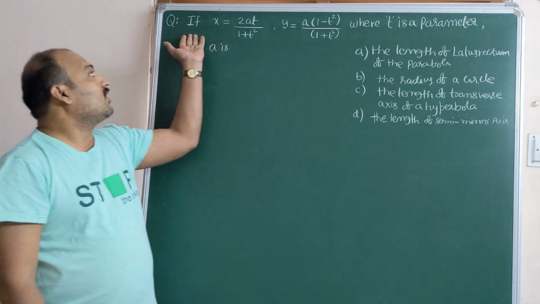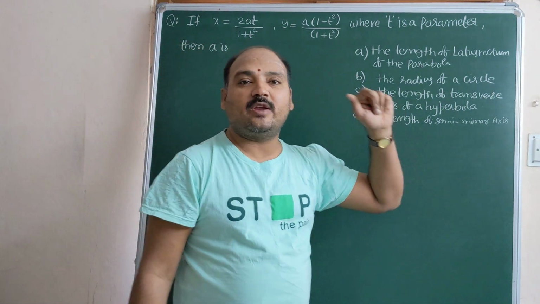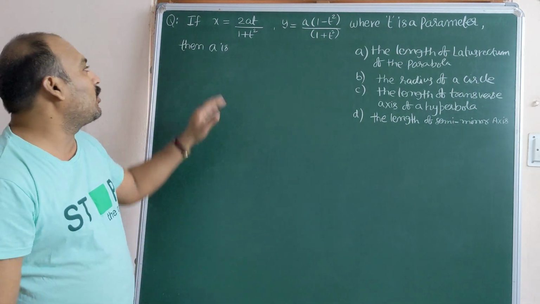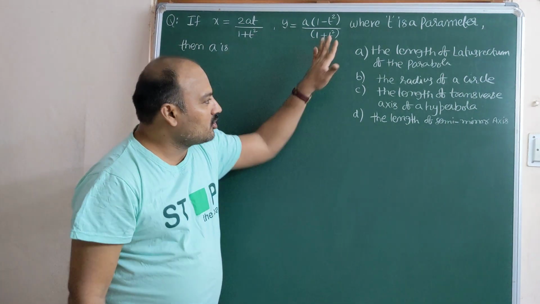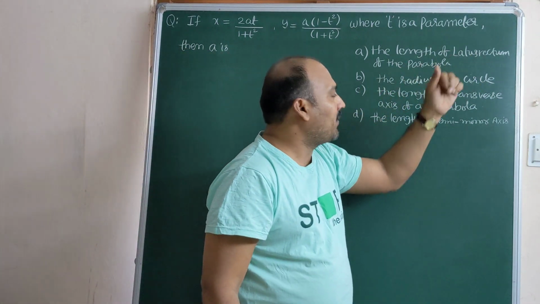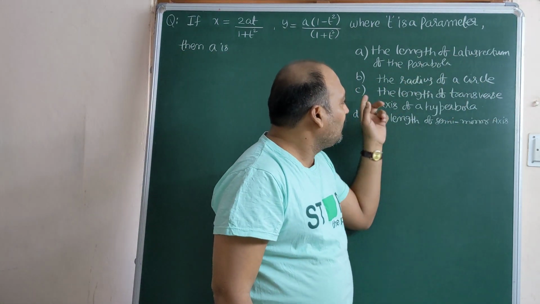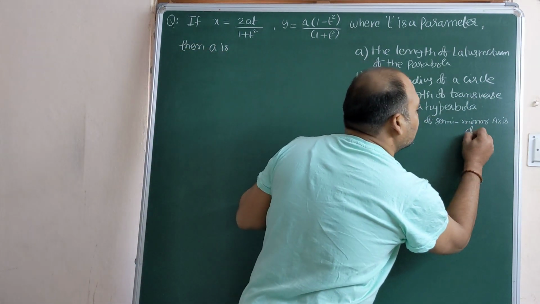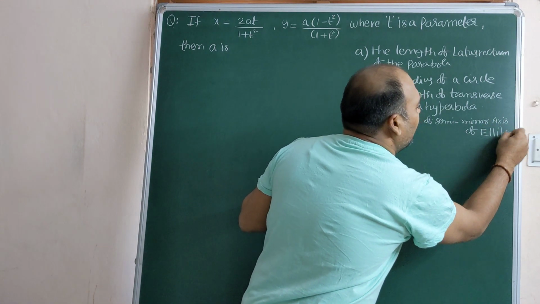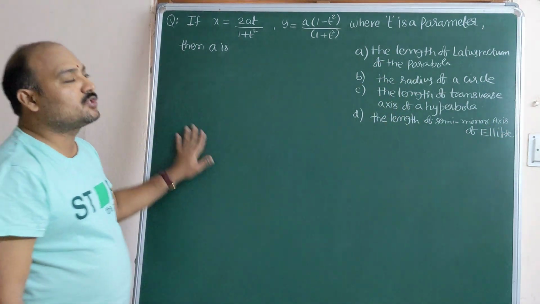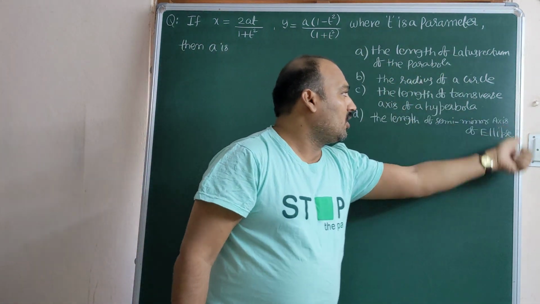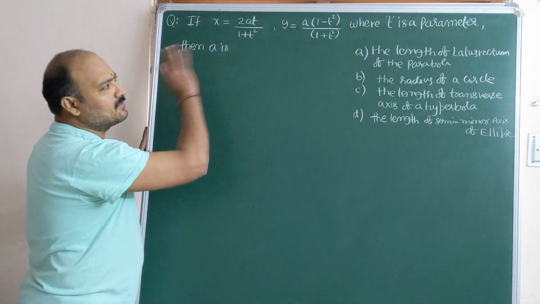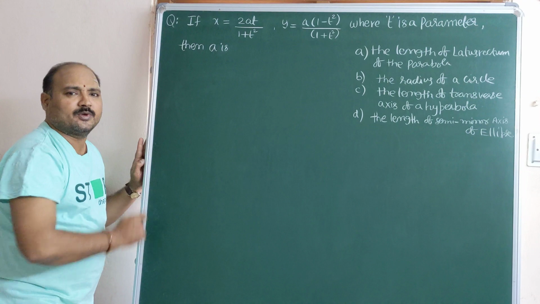The next question: if x equal to 2at by 1 plus t square, y equal to a into 1 minus t square by 1 plus t square, where t is the parameter, then a equal to. Among the options, it is given: length of latus rectum of the parabola, the radius of the circle, the length of the transverse axis of the hyperbola, the length of the semi-minor axis of ellipse. So we need to decide whether the conic section is a hyperbola, parabola, circle or ellipse. So first, by observing the given equations, which are parametric equations in terms of t.